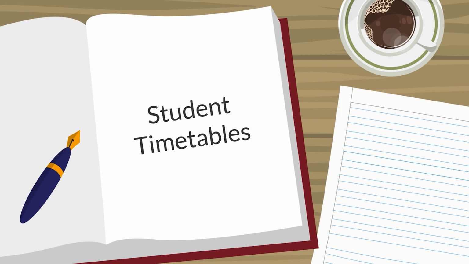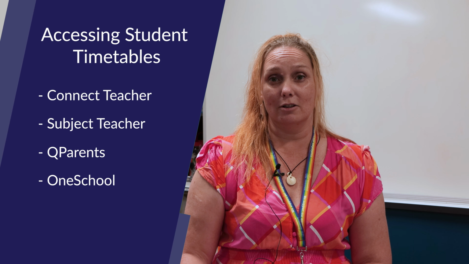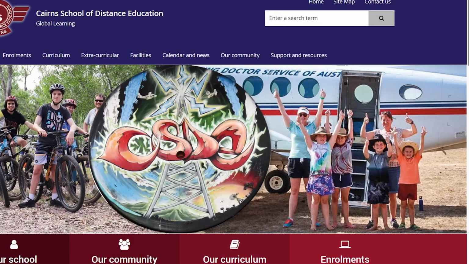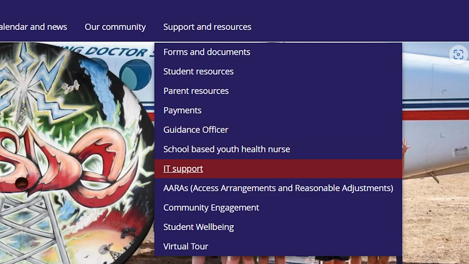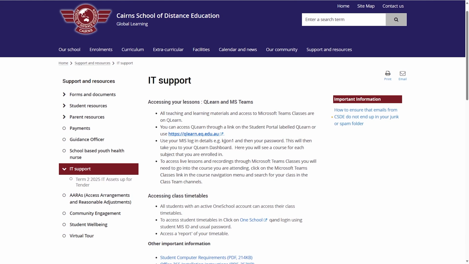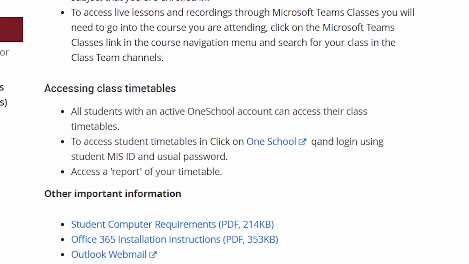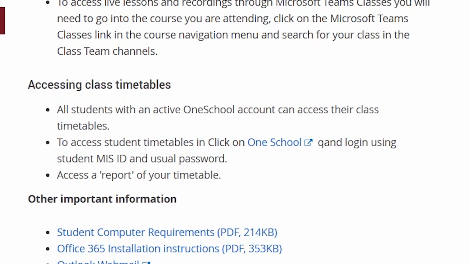It's about student timetables. When you think about it, there's actually a few different ways that you might obtain your student's timetable, whether that's via email from a Connect teacher, depending on what year level they're in, or via the subject teacher emailed to you. But you can also obtain this yourself. So if you have access to QParents, you can find your student timetable there. And also on our website under IT support, you'll find a link to One School, which is where your student's timetable lives. So each term, maybe each semester, and definitely at the start of each year, you will need a new version of your student timetable, but it doesn't stop there.